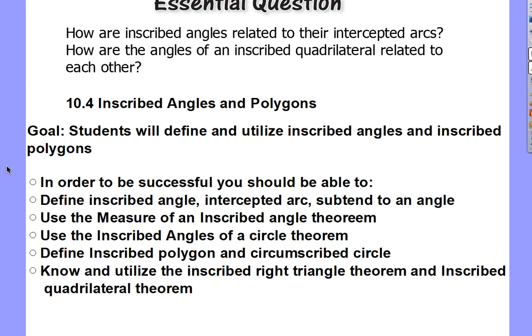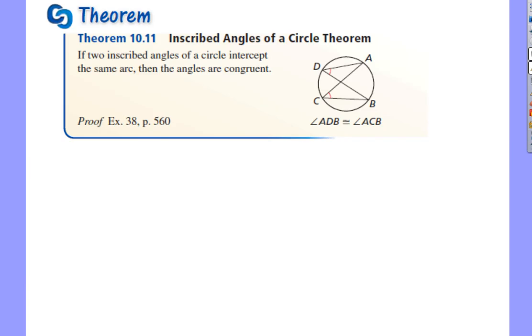All right, ladies and gentlemen, in this video, we're going to continue our discussion on inscribed angles, specifically with the goal of identifying what the inscribed angles of a circle theorem is all about and how we can utilize it to find some missing angle measures or missing arc measures. So let's take a look first and foremost at the identification of this theorem.